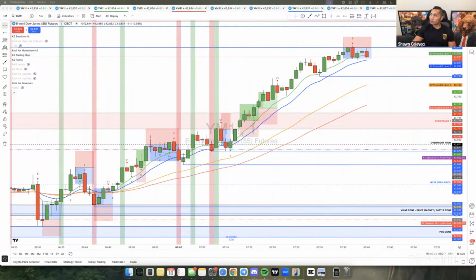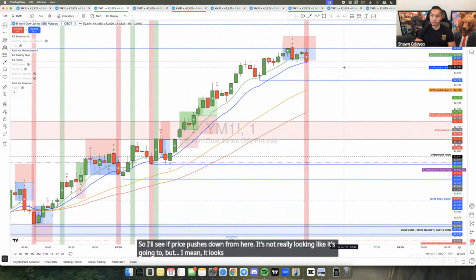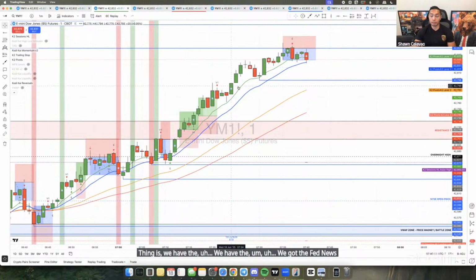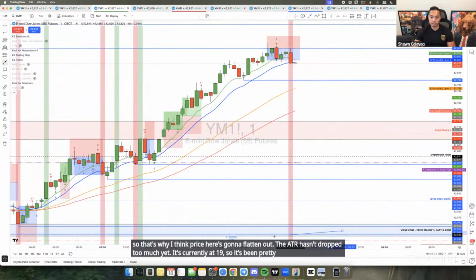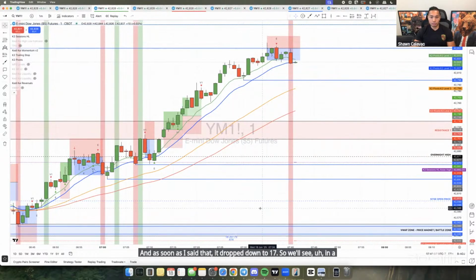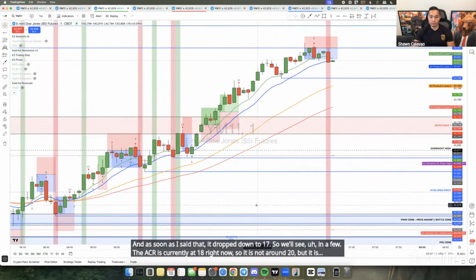All right. So let's see if price pushes down from here. It's not really looking like it's going to, but it looks like it might just sit up here for a while. We got the Fed news later, so that's why I think price here is going to flatten out. The ATR hasn't dropped too much yet. It's currently at 19, so it's been pretty stable. And as soon as I said that, it dropped down to 17. So we'll see in a few. The ATR is currently at 18 right now, so it is not around 20, but it is still pretty decently consistent.